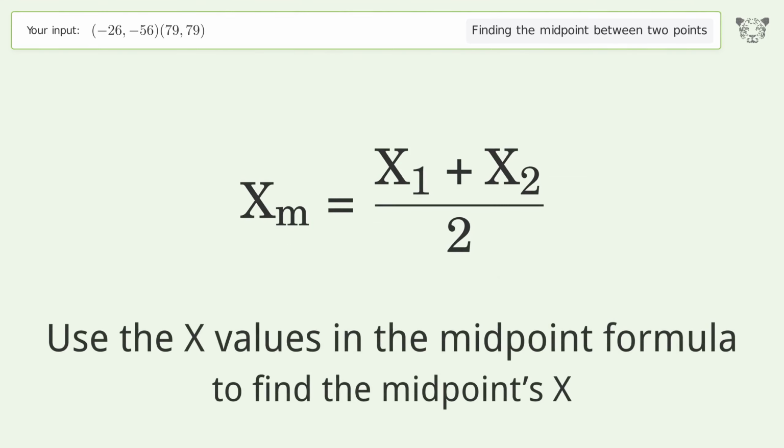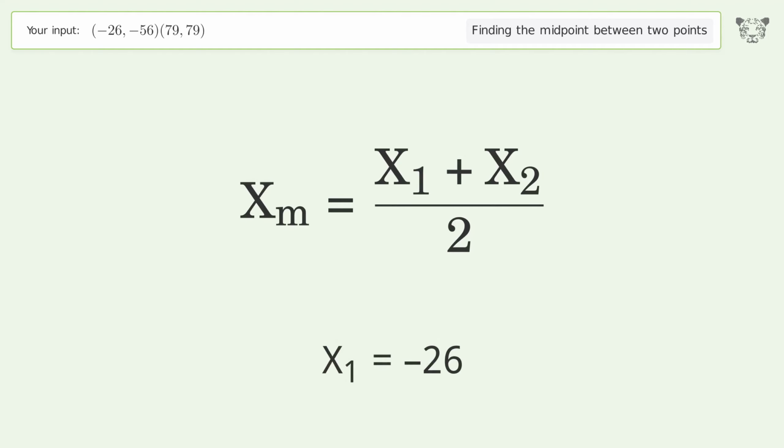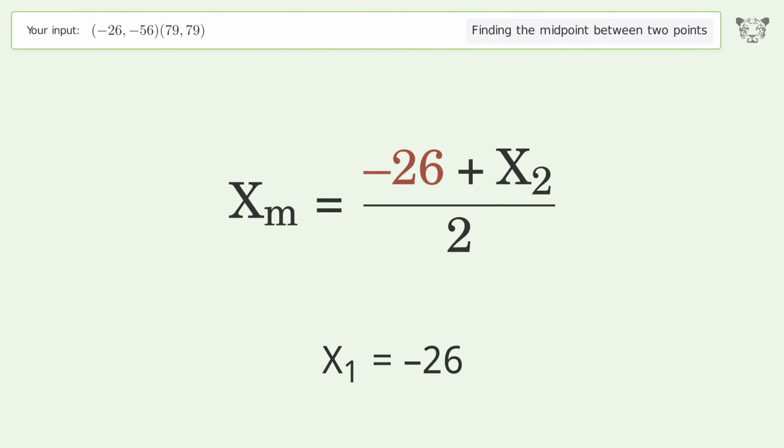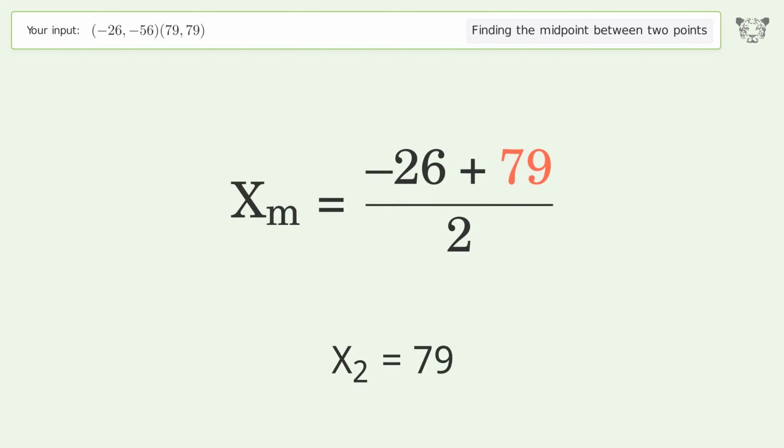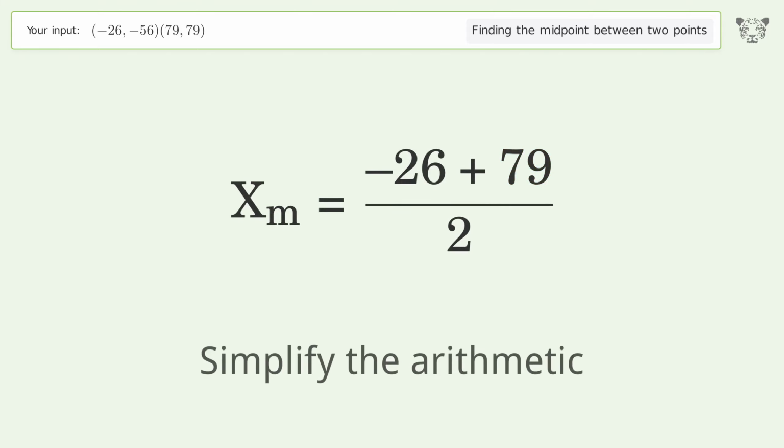Use the x values in the midpoint formula to find the midpoint's x. x1 equals -26. x2 equals 79. Simplify the arithmetic.